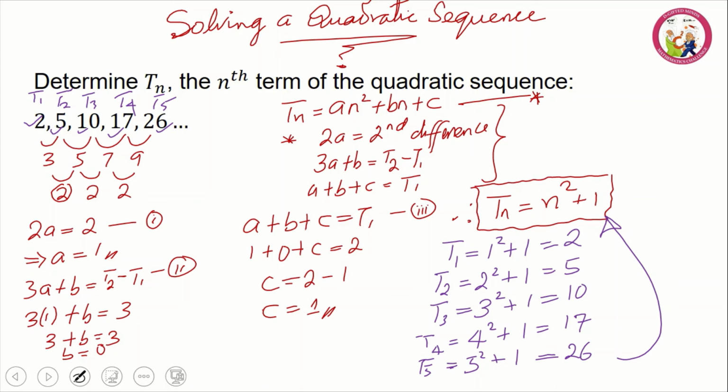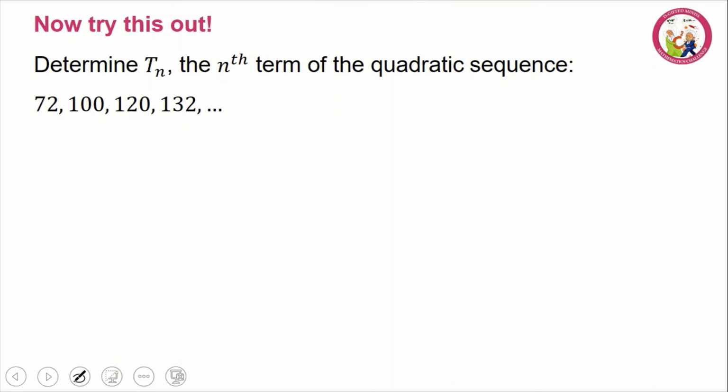To test the skills you've just learned, I'd like you to put this into practice. So try this out. Determine the nth term of the quadratic sequence 72, 100, 120, 132, dot dot dot. All you need to do is solve this question and post your answers in the comment section. I would like to see your answers. If you're unable to solve this question, please also drop a comment and I will make sure I solve the question for you guys.